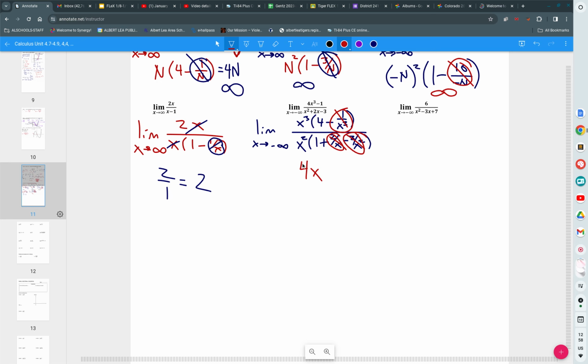Now, do I plug in a large positive number or a large negative number? So I get 4 times a large negative number, which is going to result in negative infinity. Negative infinity. Okay?